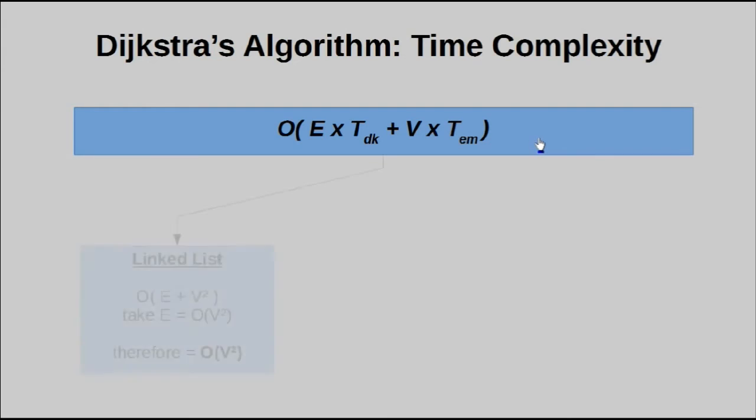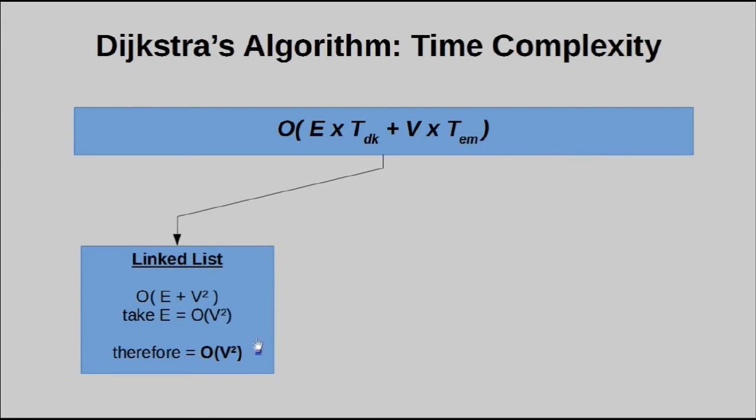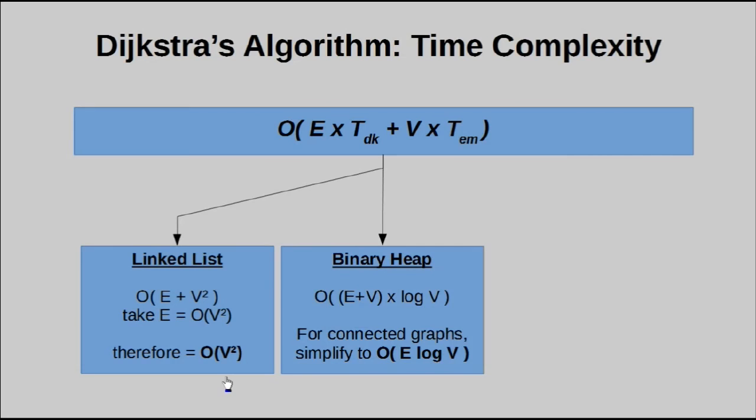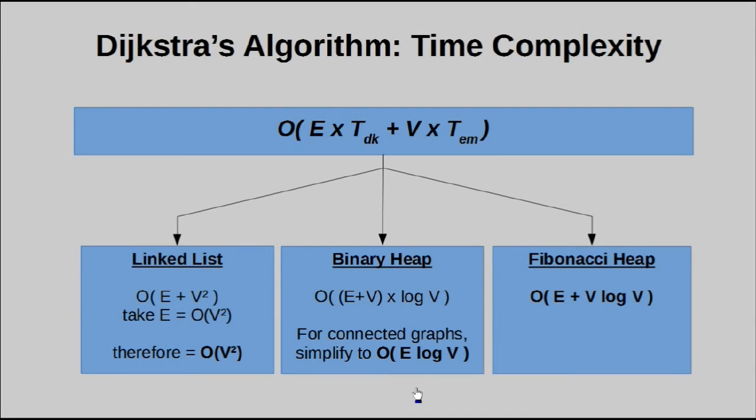In the simplest case, we don't use a priority queue, we use a linked list, and we'll find that the time actually boils down to O(V squared). However, we can also use a binary heap implementation of a priority queue, and that gives us O(E log V). Of course, if we want to go really fancy, we can also use a Fibonacci heap, and that also makes a time difference. And there you have it.